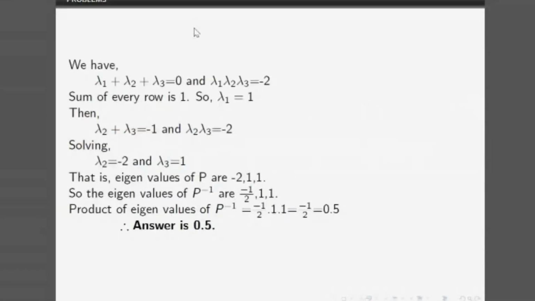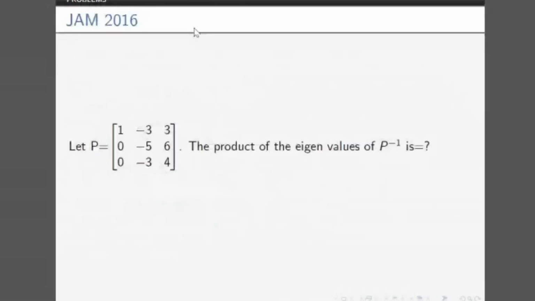Just as he told, when we add the rows, all the row sums are 1, so 1 will be an eigenvalue of it. Then we look at the trace of it, which is 1, minus 5, 4. So the trace is 0. Or instead of the product of eigenvalues, if you are asked to find the eigenvalues of P inverse itself, you can also use the same thing, right?